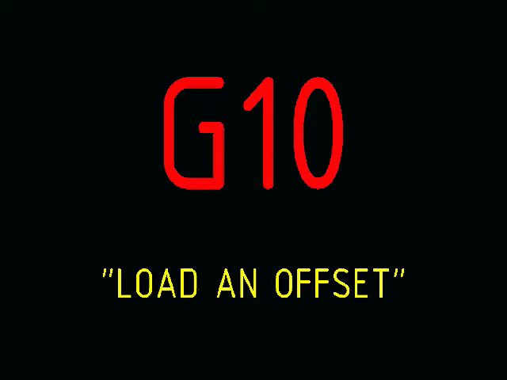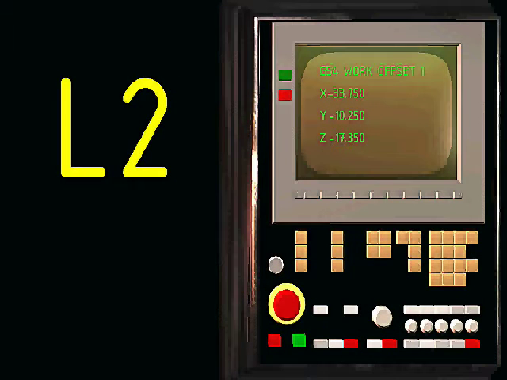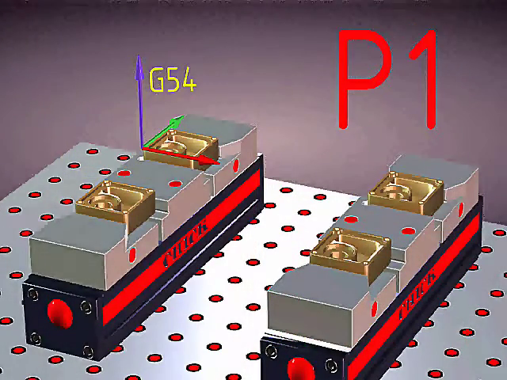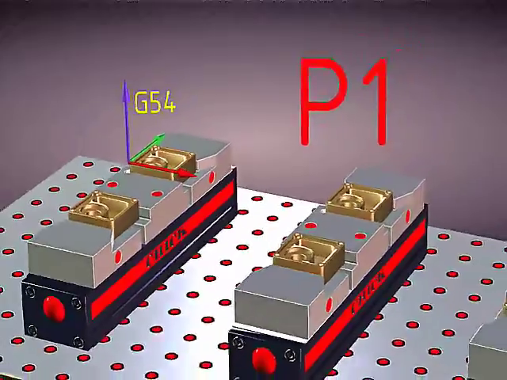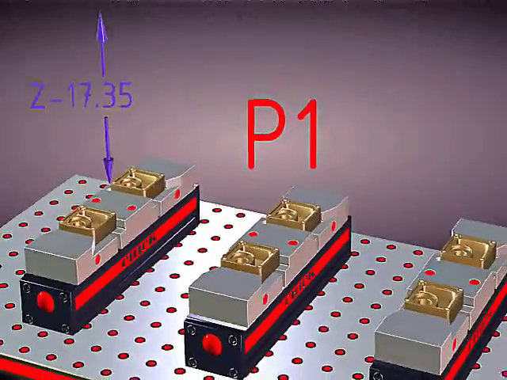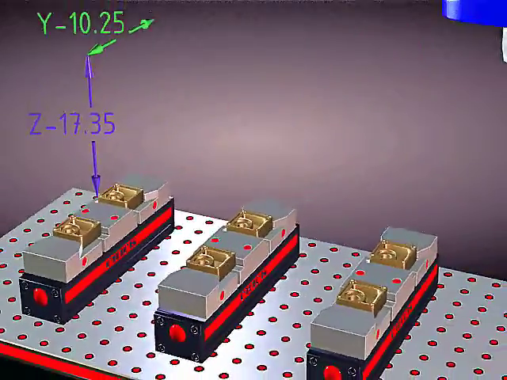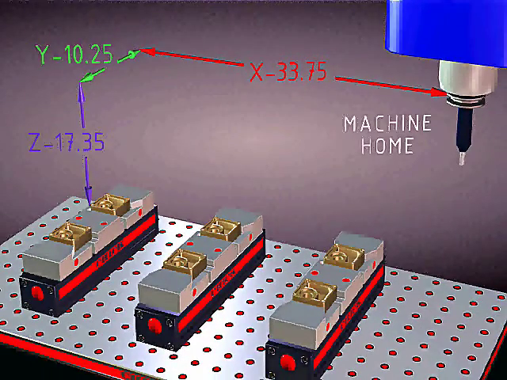G10 means load an offset. L2 defines it as a work offset. P1 signifies work offset 1, sometimes referred to as G54 or E1. The X, Y, Z values determine the actual axes distances from the machine home to the part 0 to be loaded into the register.